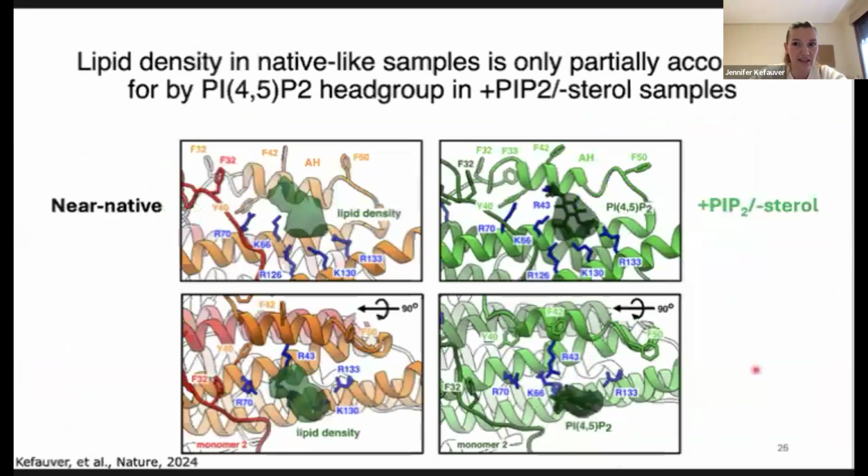When we compare the lipid density to the one in our near-native samples, we can see that this PIP2 density only accounts for part of the density. So what's going on here? What is this extra density in the near-native samples?